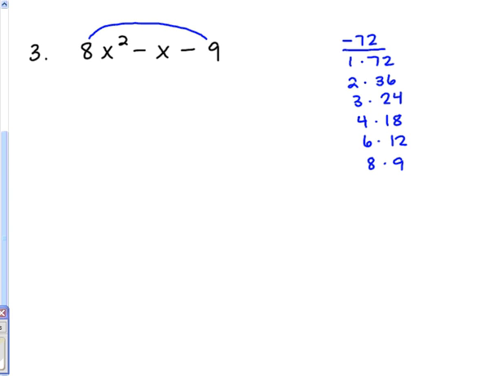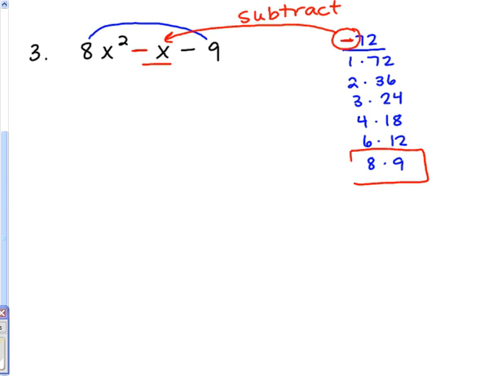Okay, so now let's look to see what we're looking for. If it's a negative number, if it's a negative 72, that sign is going to tell you you want the two numbers that will subtract to give you the middle term. If it's a negative number, you want what two numbers will subtract, in this case, to give me negative 1. Okay, so that's an understood negative 1. So I would use 8 times 9.